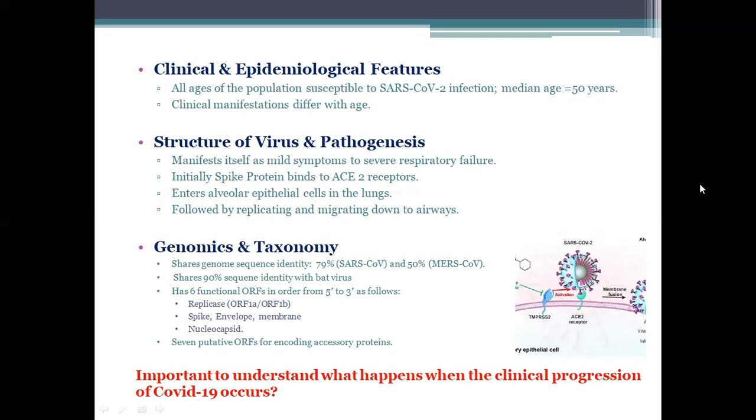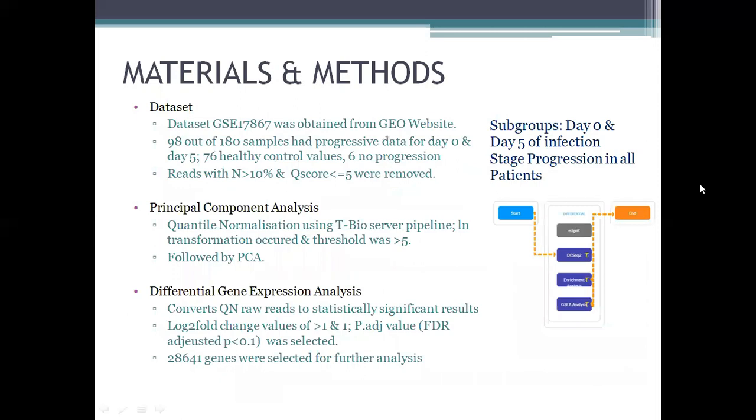Thus, to analyze and develop therapeutic targets against the COVID-19 disease, it is very important that we understand the transcriptomic changes that are associated with the clinical progression of the disease. So with the same aim, a pipeline was developed and all the stages were carried out on the T-Bio server, and various interactive and interesting pipelines were followed that gave very graphic results.